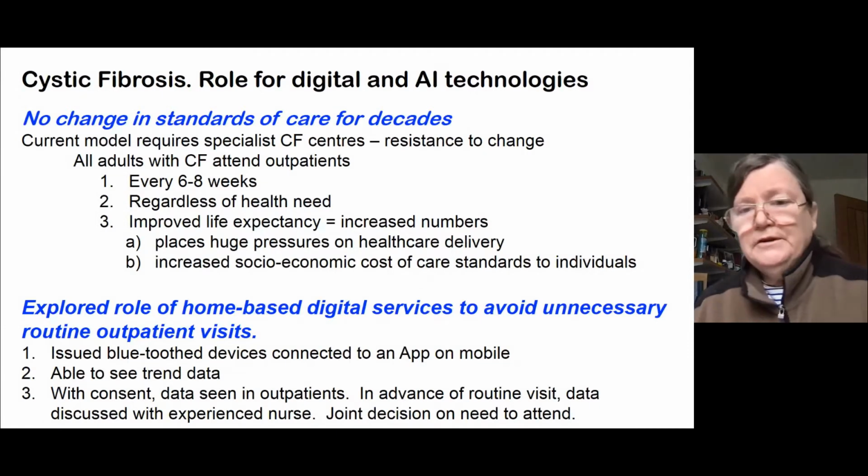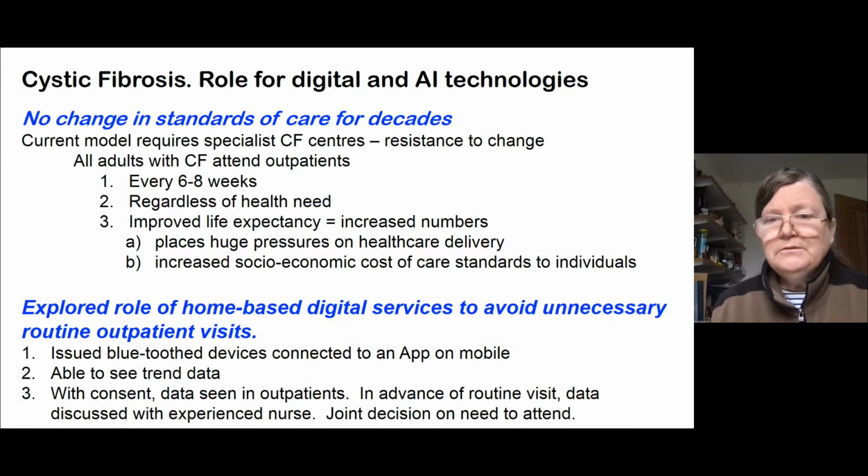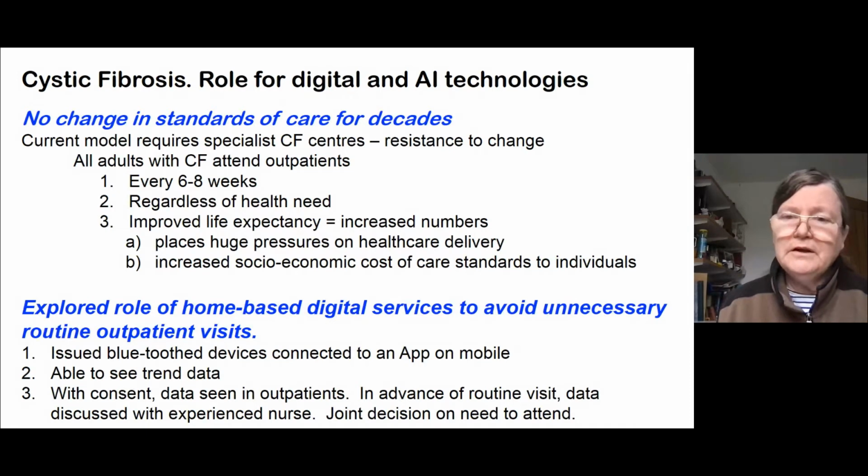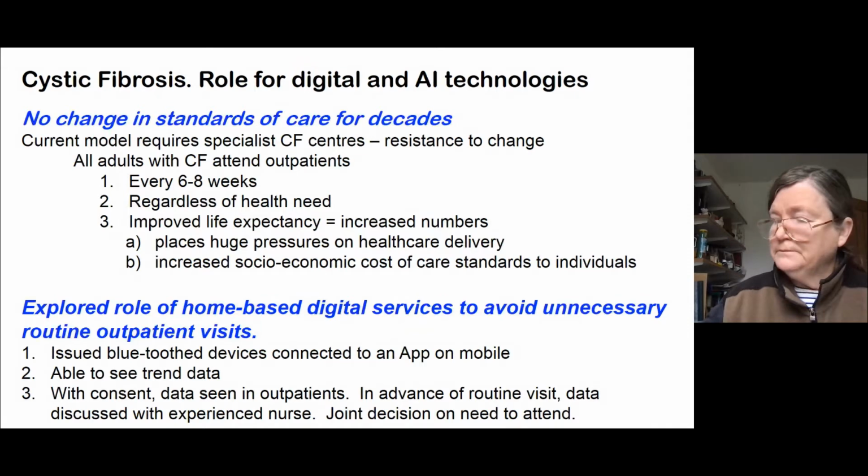I think one of the major features about this is that it gives you trend data rather than what you would get in the clinic, which would be a single isolated measurement. And that trend data is actually very valuable. And we found that although the clinics were not receiving the data, when people attended their outpatient appointment, they took their phones with them and said, look, this is what's happened to me over the last 6 weeks, which was quite significant.